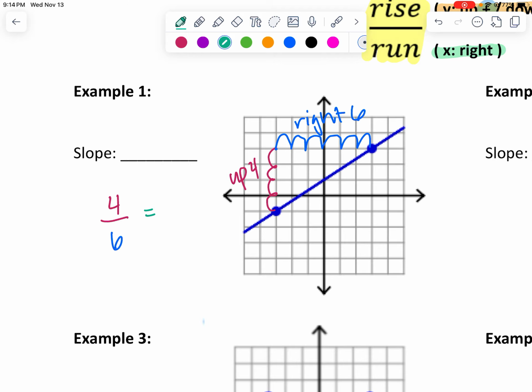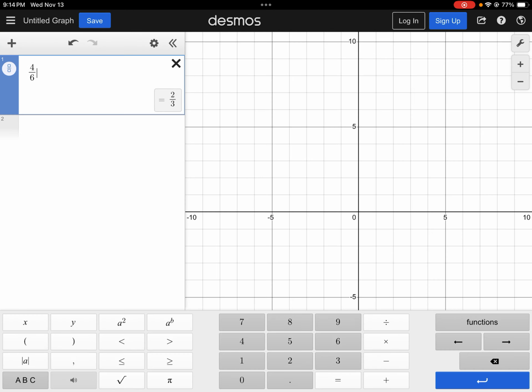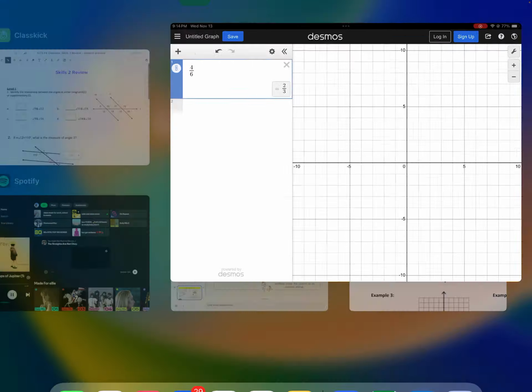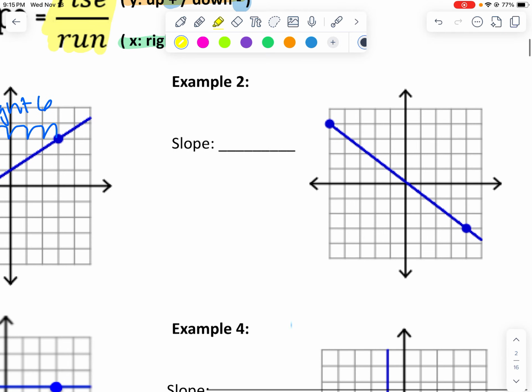If I were to plug in my calculator, 4 divided by 6, and press this little icon, it gives me a fraction of 2/3. Okay, so this is where your answer is actually going to be 2/3. You have to double check in your calculator to see if it reduces. Okay. Same exact thing with example 2.